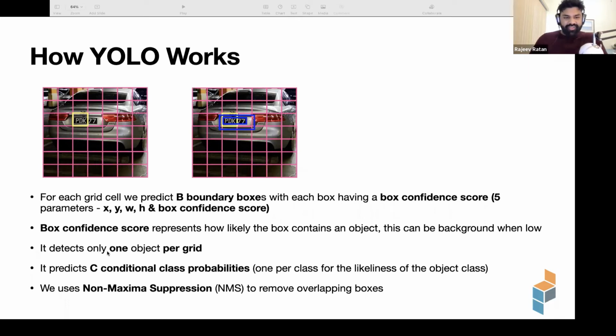Just moving on here, this is the C, the conditional class probabilities for the object being here. So it will actually propose what most likely object is in each box. And then it uses non-maximum suppression, which is a way to reduce overlapping box proposals that you can kind of see here. It is an algorithm that we use to get the best box.